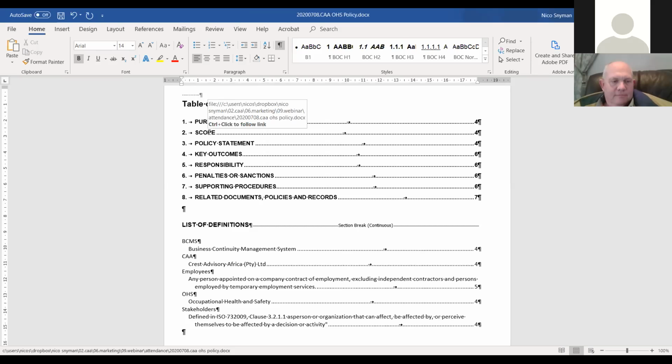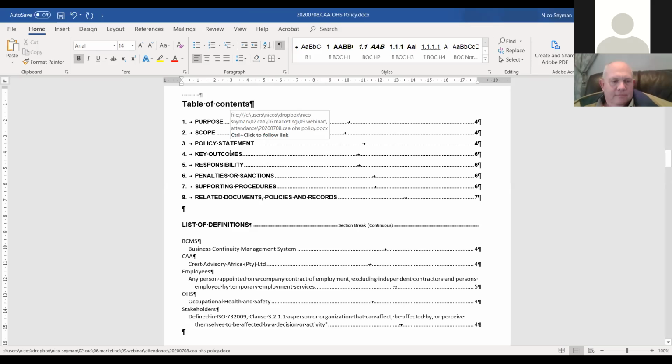So the scope means it is applicable to a specific department. It is applicable to a specific environment of people. It is specifically applicable to a group of stakeholders. What is your scope? Is it applicable to the whole organization in a specific area, such as South Africa, or is it applicable only to Botswana, Namibia, Kenya? It doesn't matter. But you need to determine the scope of that policy. Then your policy statement. Very important, and I will get to that.